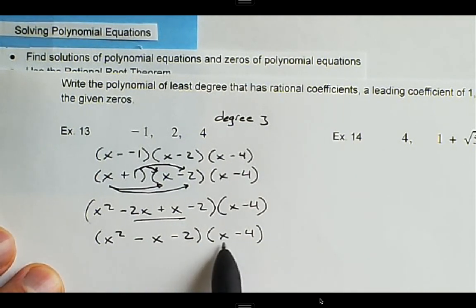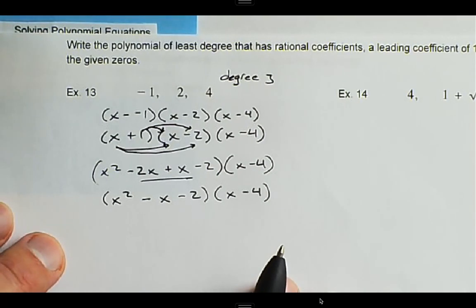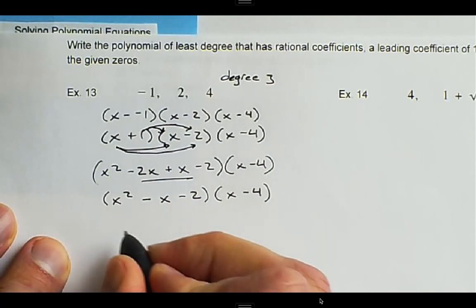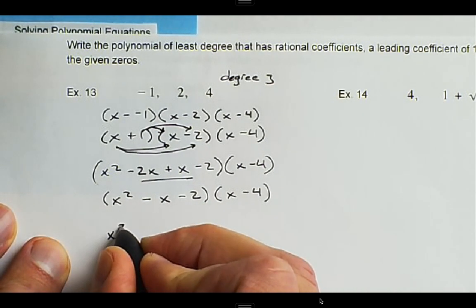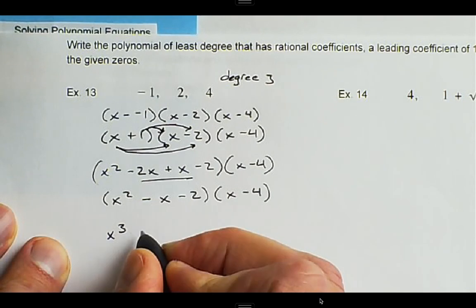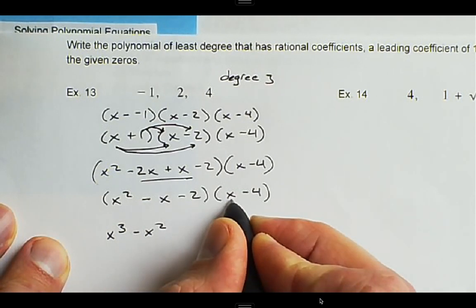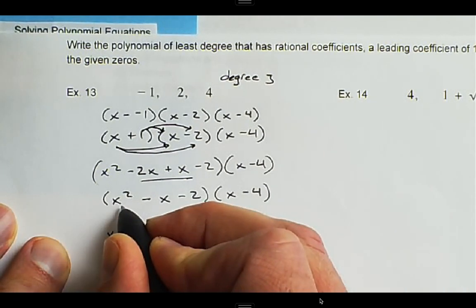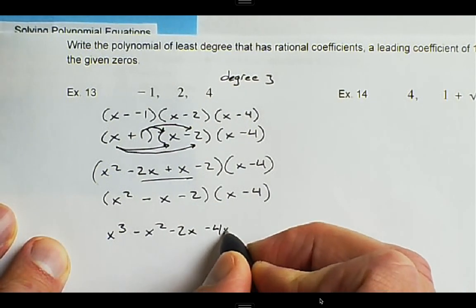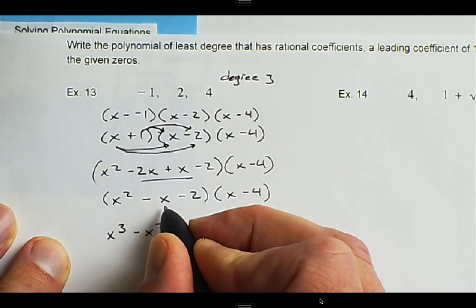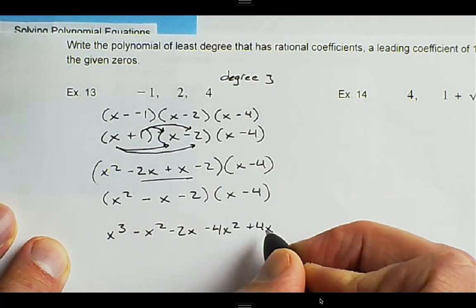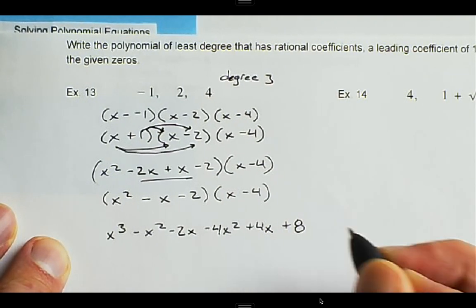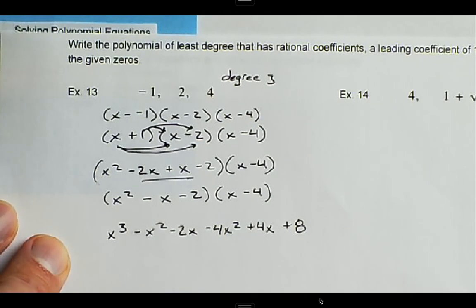Now we have a trinomial multiplied by a binomial, and we just have to do this math. So x times x squared, that becomes x cubed. X times negative x becomes negative x squared. X times negative 2 becomes negative 2x. Negative 4 times x squared is negative 4x squared. Negative 4 times negative x is positive 4x. And negative 4 times negative 2 is positive 8. Then we can just combine like terms.